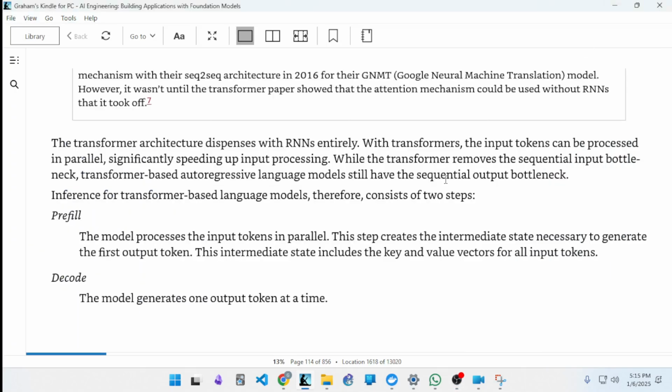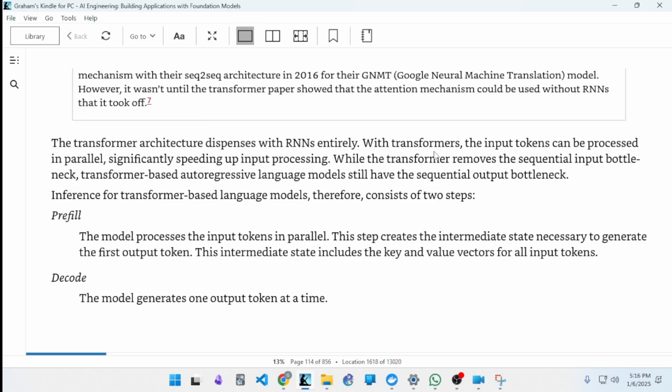All right, I'm back. So the transformer architecture dispenses with recurrent neural networks entirely. With transformers, the input tokens can be processed in parallel, significantly speeding up input processing. While the transformer removes the sequential input bottleneck, transformer-based autoregressive language models still have the sequential output bottleneck. Inference for transformer-based language models therefore consists of two steps.